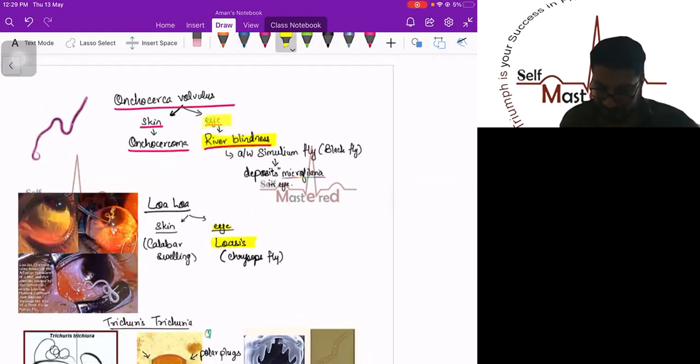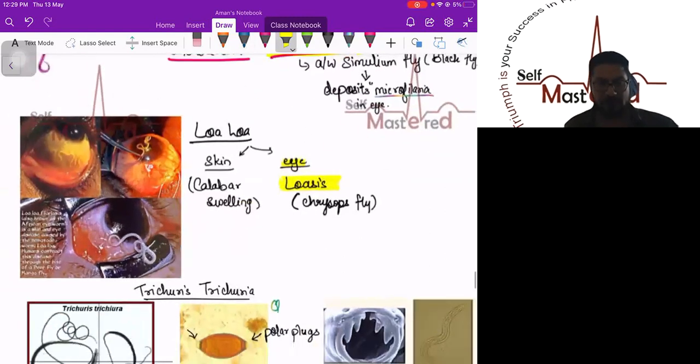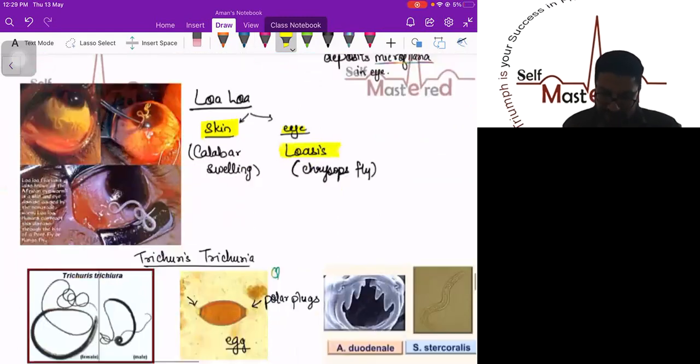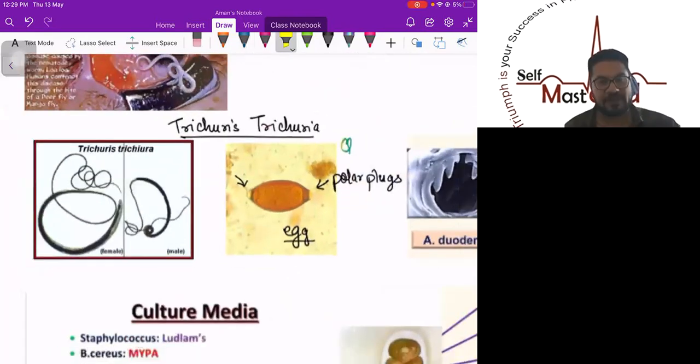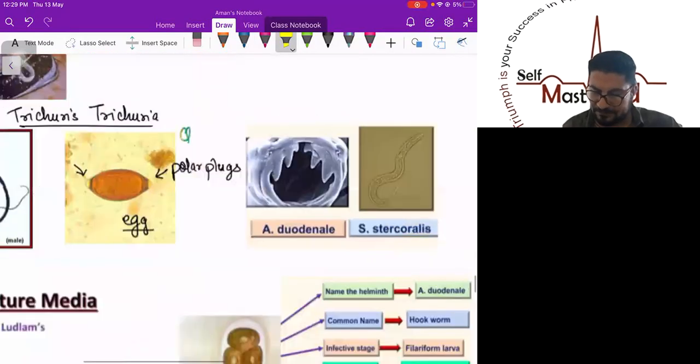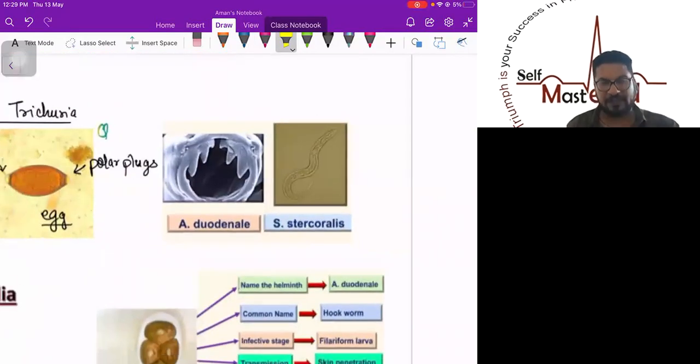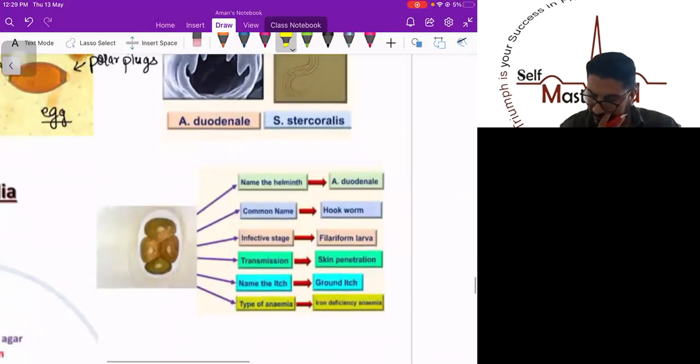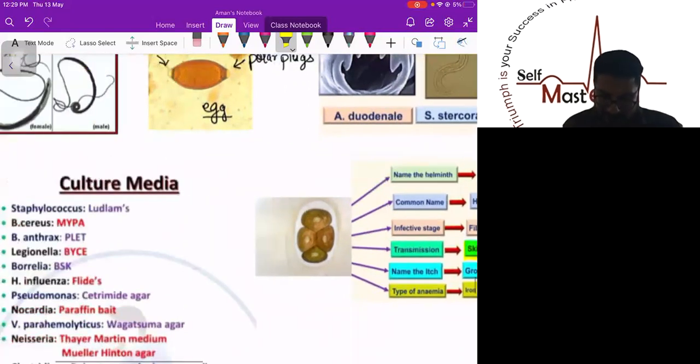Which can lead to onchocerciasis or river blindness in the eye. Loa loa can lead to loiasis. In the skin, it will lead to a Calabar swelling. Trichuris trichiura, you can see the polar plugs. Then we have Ancylostoma duodenale, Strongyloides stercoralis. So understand this, we call this hookworm. It can penetrate the skin and it can lead to iron deficiency anemia.